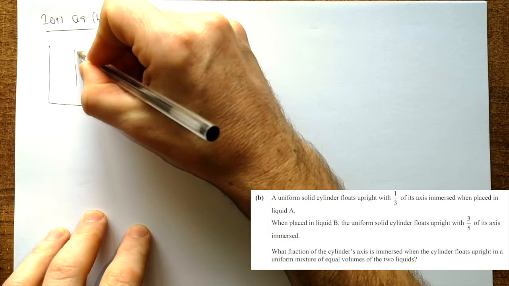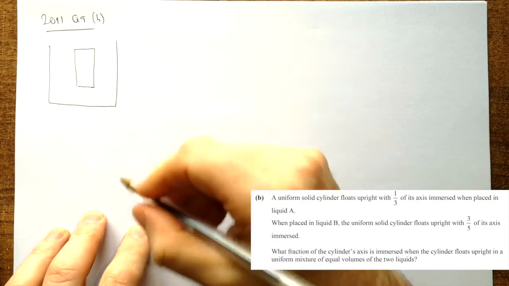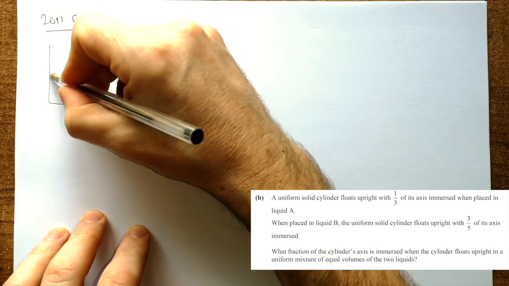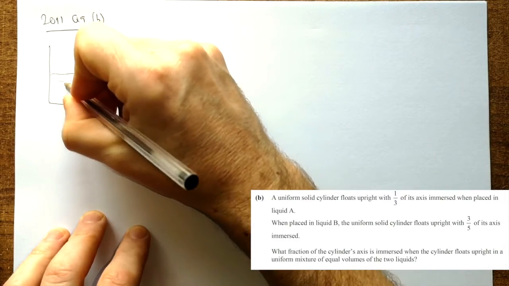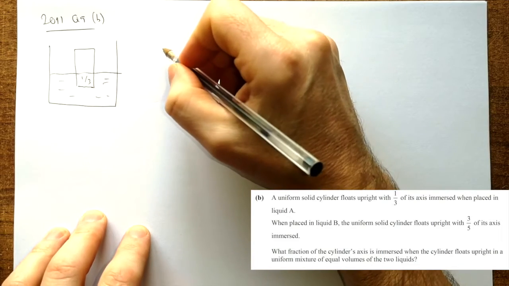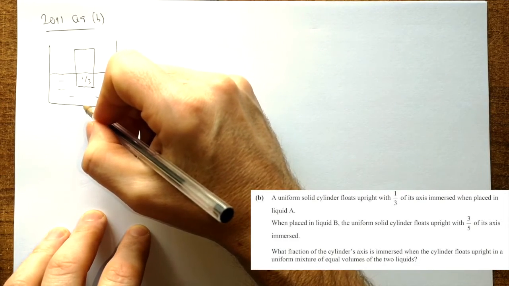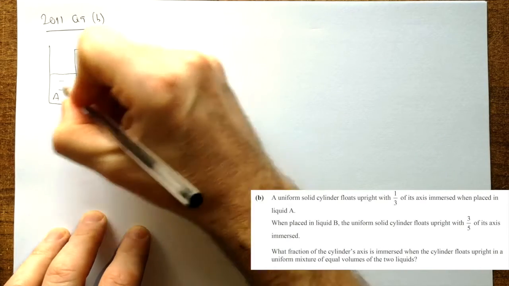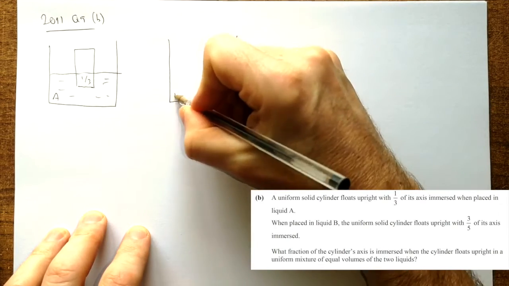So there's our cylinder. Okay, and first time round it floats with a third of its axis immersed. So the water level is about there. Okay, that's a third, there's our water. Okay, well, we don't know what it is. This is actually some kind of liquid, so that's liquid A. And over here, liquid B.